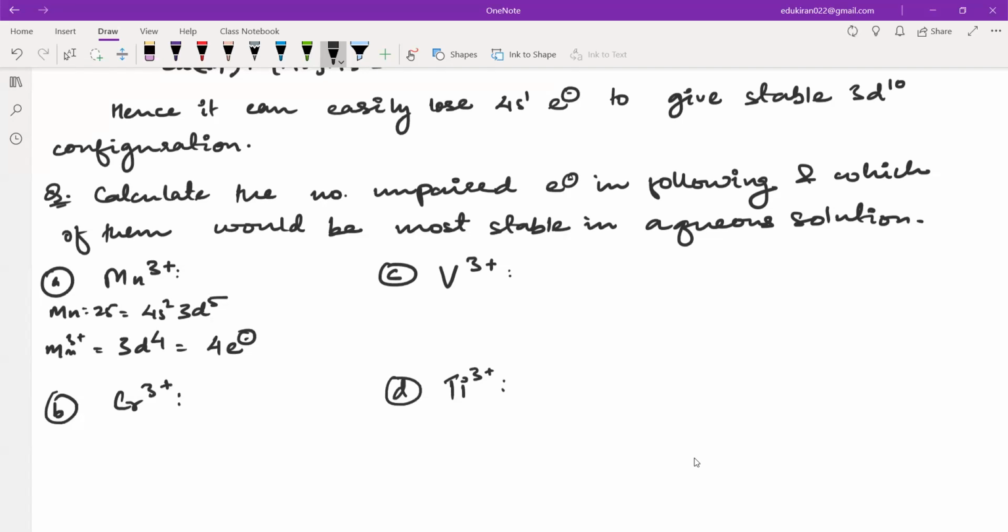Now in chromium 3 positive, chromium is just before manganese, so it will be having 3d3. So 3 electrons are unpaired. And vanadium is just before chromium. Remember Sc Ti V Cr: scandium, titanium, vanadium, and chromium. So vanadium will be 3d2, that is 2 electrons, and Ti will be 3d1, that is 1 electron.